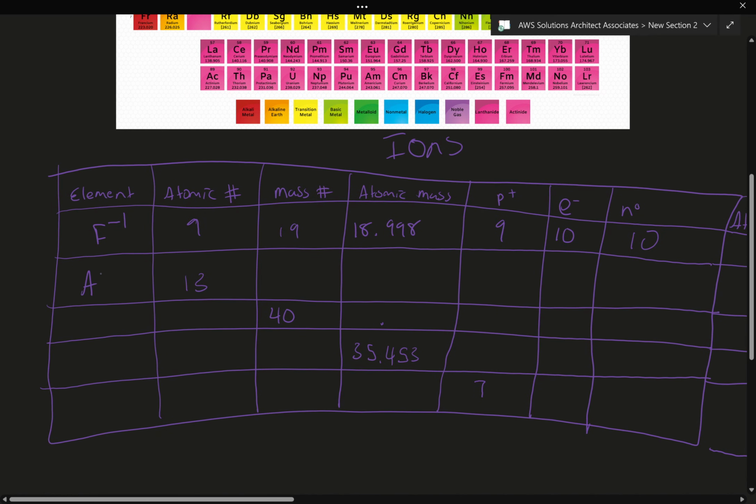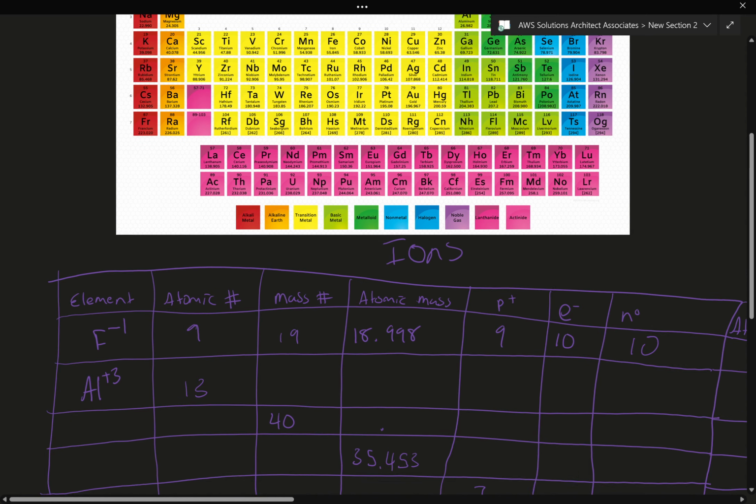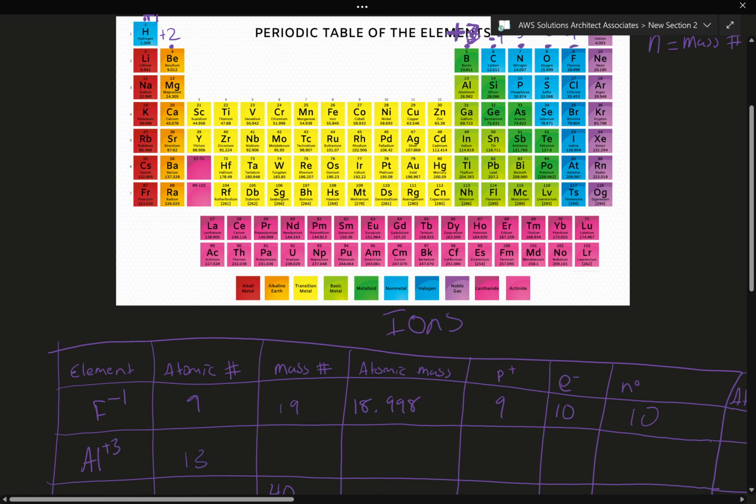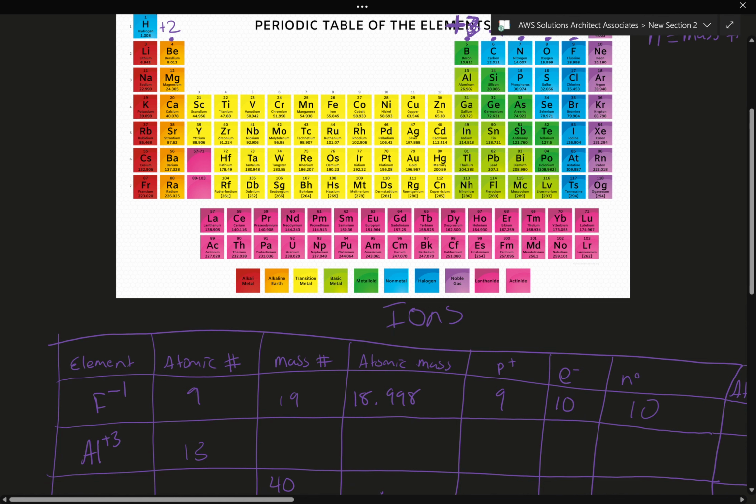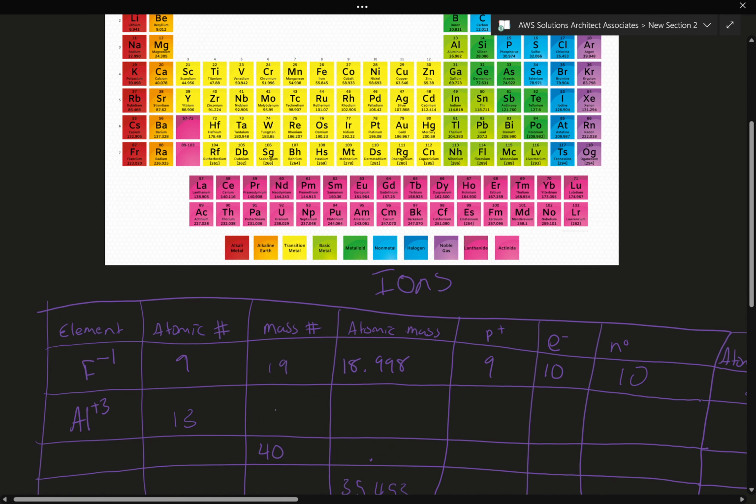Let me do Al plus 3. Al plus 3. Alright, so let me rewrite this. Al plus 3. Alright, so aluminum has atomic number of 13. Alright, make sure you're following along with your periodic table. And aluminum has a mass number of... where aluminum at? 26.98. Oh my goodness. What am I doing? Aluminum has a mass number of 27.